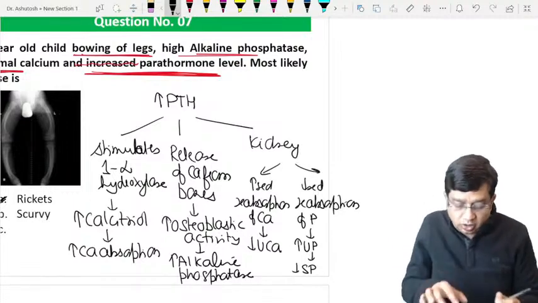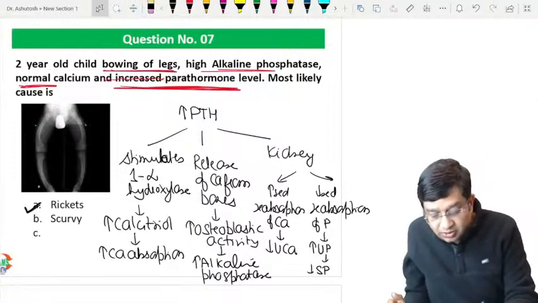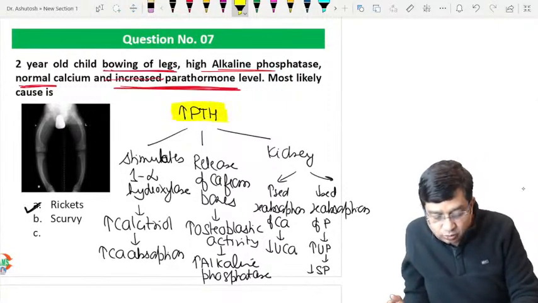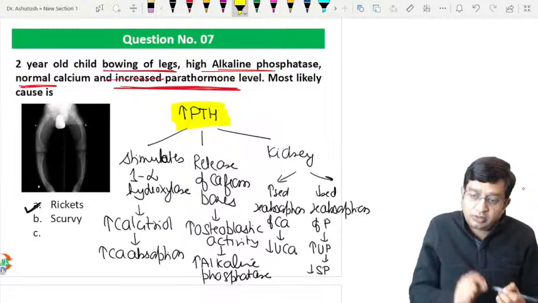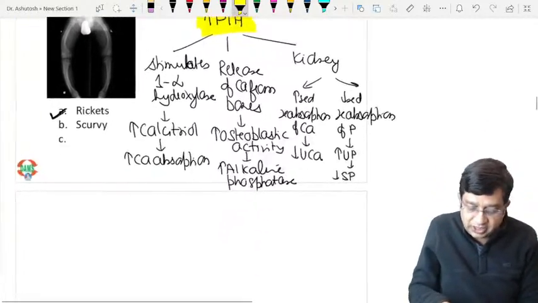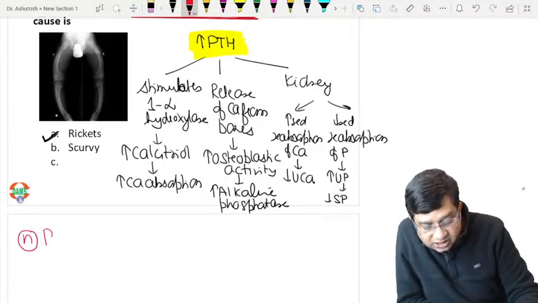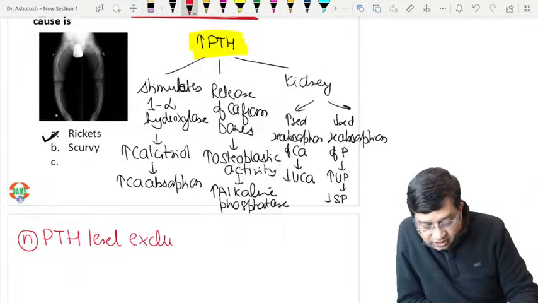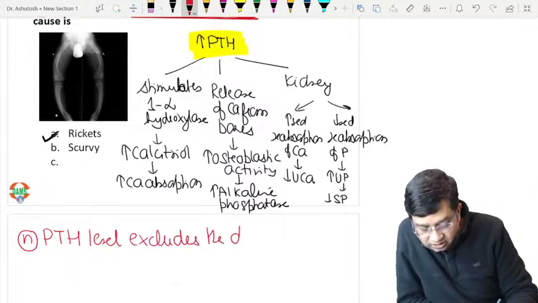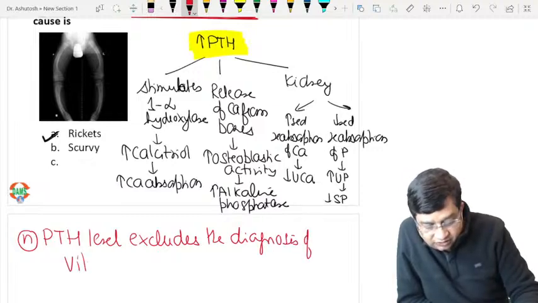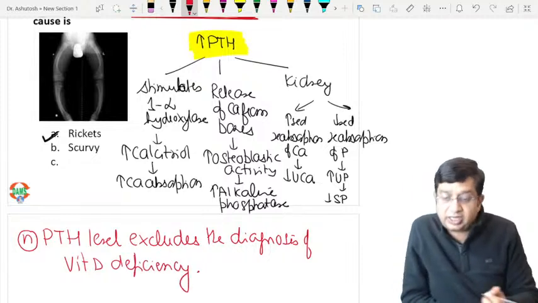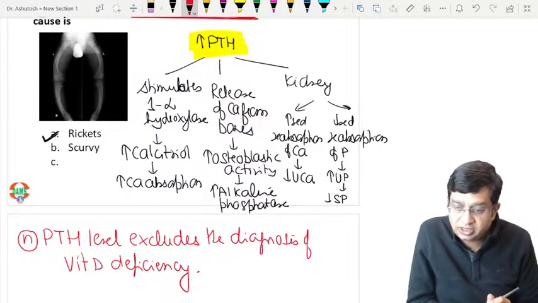सो व्हाट यू शुड ऑलवेज रिमेंबर, अगर नॉर्मल रिकेट्स है तो पीटीएच तो बढ़ेगा ही बढ़ेगा. एंड अ लाइन यू शुड ऑलवेज रिमेंबर, normal PTH level excludes the diagnosis of vitamin D deficiency.